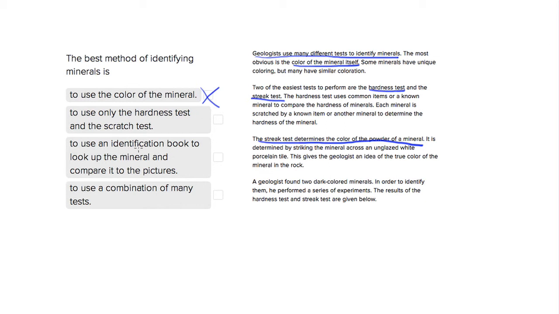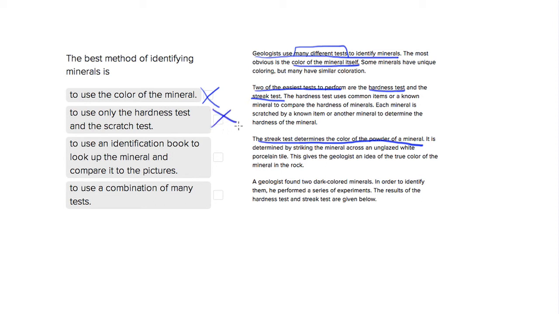Choice number two, to use only the hardness test and the scratch test. Even though those are the ones used in this passage, we don't know, because it says that geologists use many different tests. It also tells us that these are two of the easiest tests performed, but we don't know if some other tests are better. So we can't say from this passage that there are only these tests.